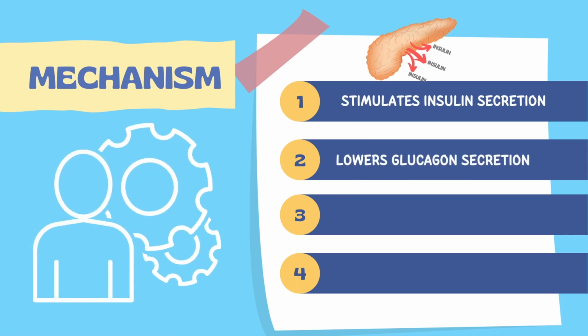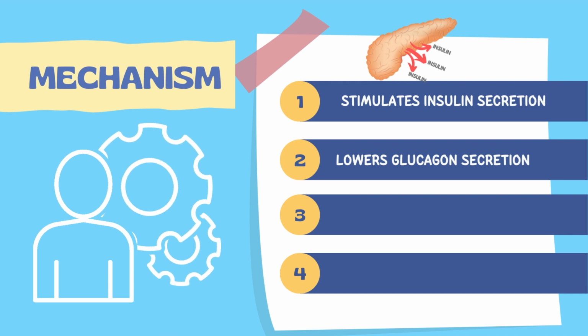The second mechanism is that it lowers glucagon secretion. Remember, glucagon is a hormone that helps to mobilize glucose. For example, in the liver we have glycogen stores, and glucagon will cause those stores to be converted to glucose. So we're lowering glucagon levels, which will help to lower blood glucose levels.